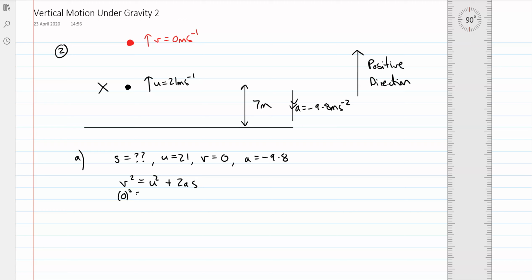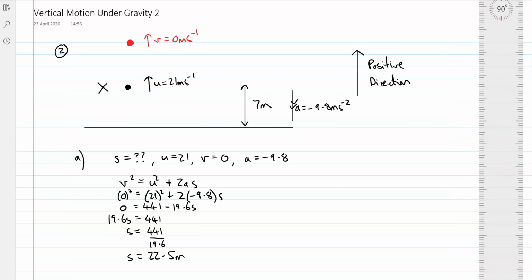V is 0, U is 21, A is minus 9.8, and we can find S. So square U, 21, multiply these together, so you get minus 19.6S. Rearrange, divide by 19.6, and you'll get your value for S, which in this case was 22.5. In fact, I don't need to round it. So just straight on the head, 22.5 meters. And we can move on to part B.